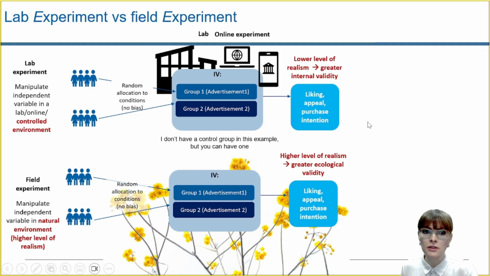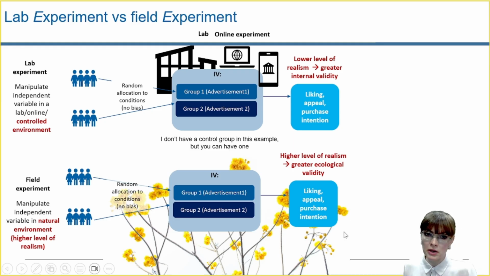So these are the aspects that you need to consider when you have to choose between a lab experiment versus field experiment. Because there is a lower level of realism, but the control is much higher over the procedures and how you execute them in a lab experiment, lab experiments have greater internal validity. Internal validity says that the effects that you're observing are occurring because of your intervention, because of your manipulation.